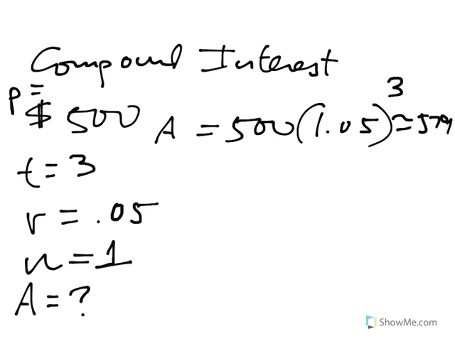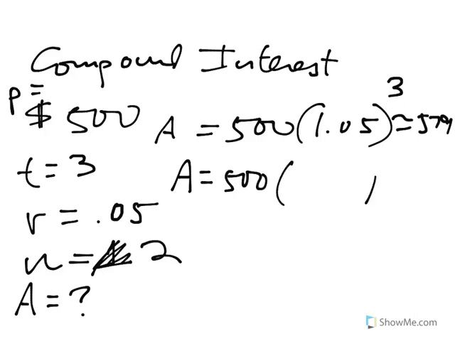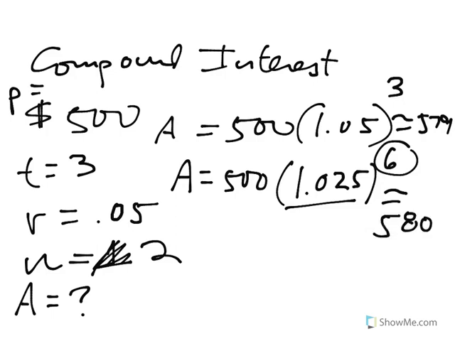Now, if I change the n to 2, then I get interest twice a year, or every 6 months. So this becomes doubled, it becomes 6. But every 6 months I don't get 5% interest, I get 2.5% interest. So this number got bigger, this number got smaller. But altogether it's going to be a little bit more money. About $580. So about an extra $1 for that.